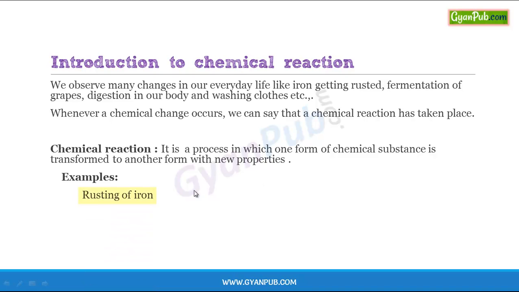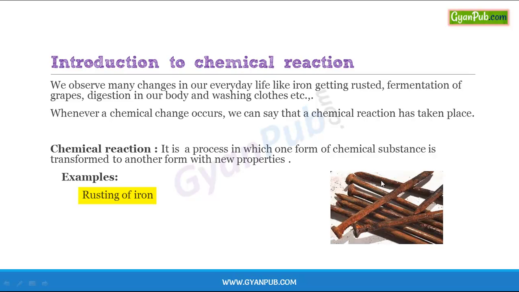For example, rusting of iron. If iron is exposed to a moist atmosphere, it gets oxidized and rusted. Here we can see the diagram of iron nails which are exposed to a moist atmosphere and got rusted after some days. After some time, their chemical nature is changed, and the process here is a chemical reaction.